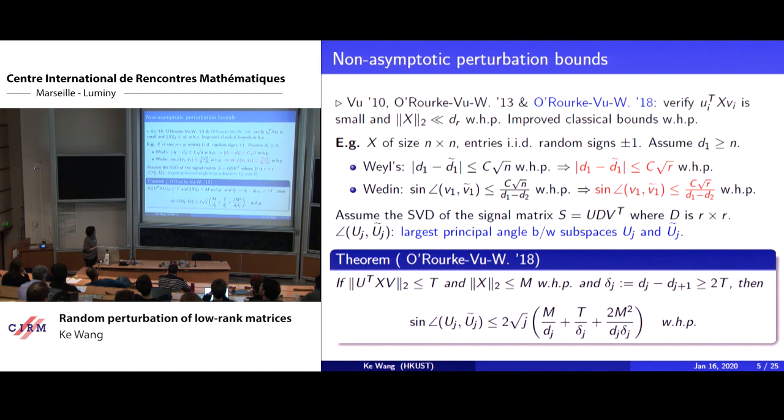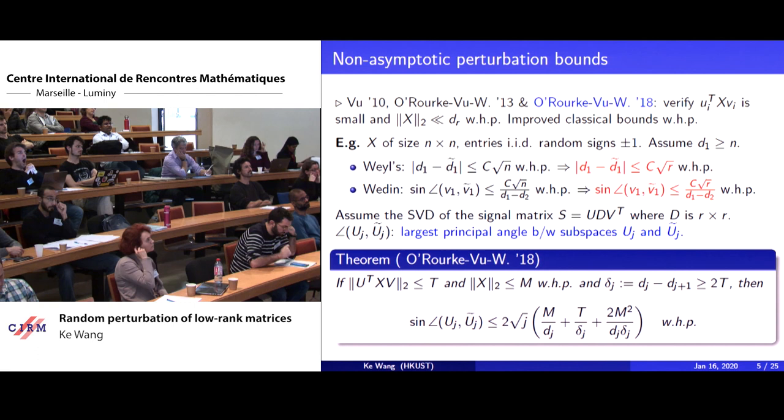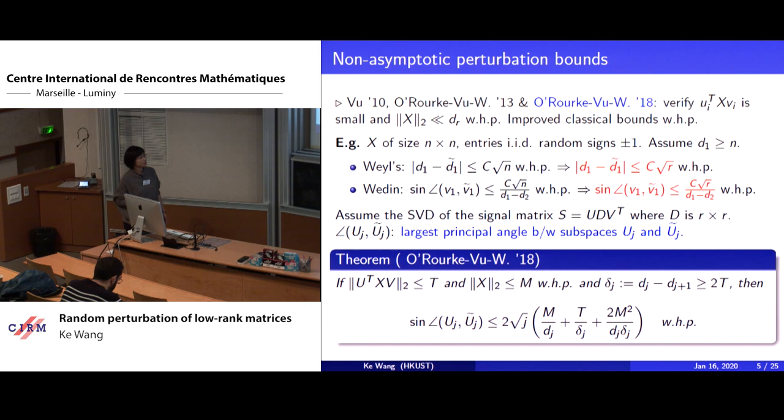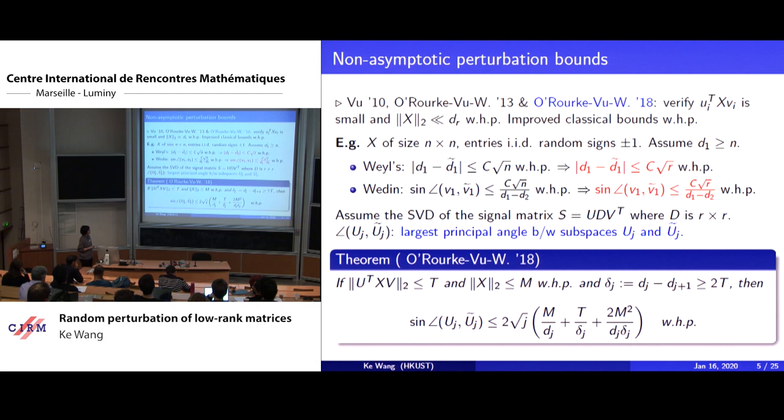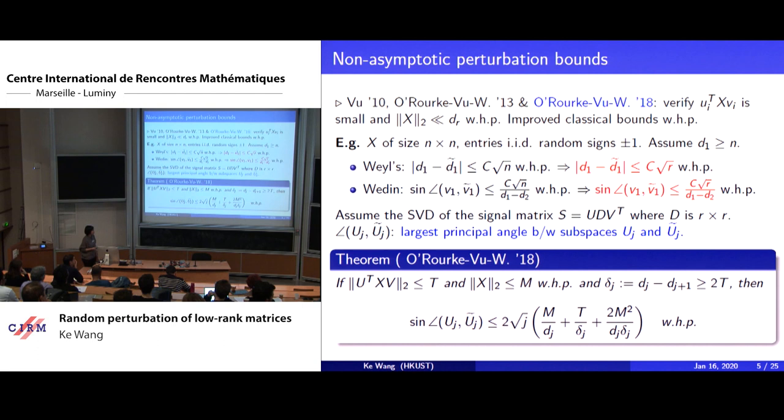This version of the analog of Wedin's sin theta theorem says that if we can verify that the operator norm of U transpose X V has some upper bound T, and the operator norm of X is upper bounded by M with high probability, and assume the spectral gap delta_J, the distance between d_J and d_{J-1}, is sufficiently large, then you can bound the sine of the largest principal angle between the two singular subspaces by three terms. Regardless of the constant in front, we have M over d_J. This is related to the signal to noise ratio. If your noise is too strong, then you don't expect to have anything recovered. The second term is T over delta_J, which is what we can predict from Wedin's theorem. And we have another term, M squared over d_J delta_J. We believe this is a technical term which should not be there.